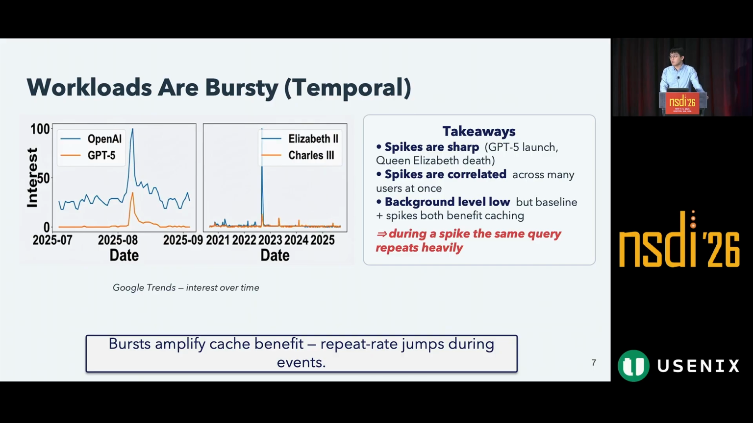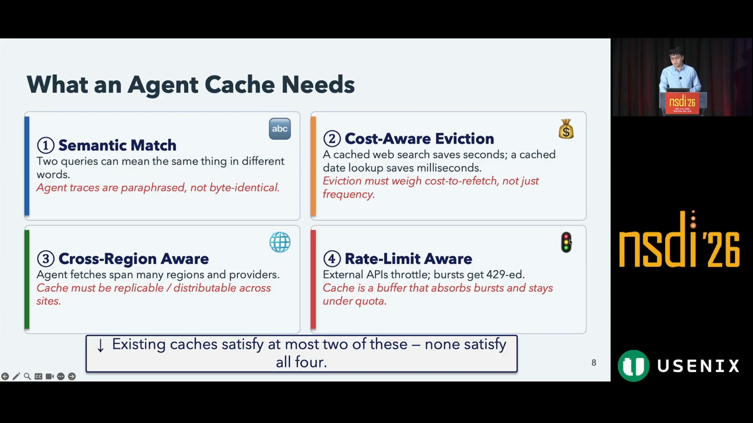But the next question is, what kind of cache do we really need? We summarize 4 requirements derived from how agents actually behave. Starting from the top left: agent queries are paraphrased in natural language instead of the traditional key-based form. They are not byte-identical. So the cache needs semantic matching instead of exact key matching.